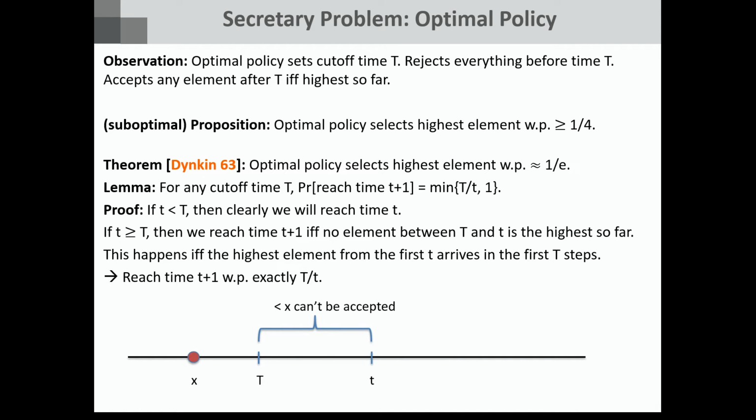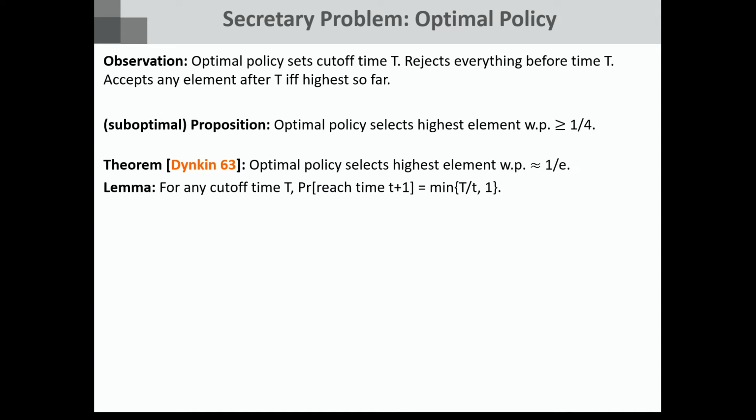Okay, because it's just a function of the ordering of the elements that come before t. It has nothing to do with what those elements actually are, which element is arriving at t, it doesn't matter. It's just a property of how they're ordered. Okay, and the ordering is uniformly at random. Okay, so that's the lemma.